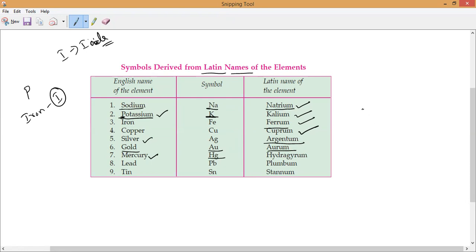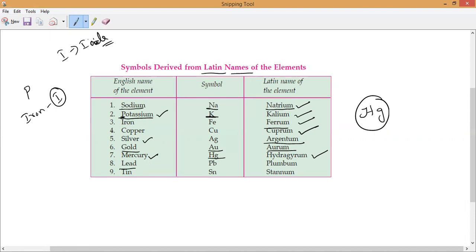Many exams ask this. Even government exams, you ask your parents who are in government service, they will say that if you write any state board or central board exam, many times in chemistry they ask what is the Latin name of mercury. That is hydrargyrum.